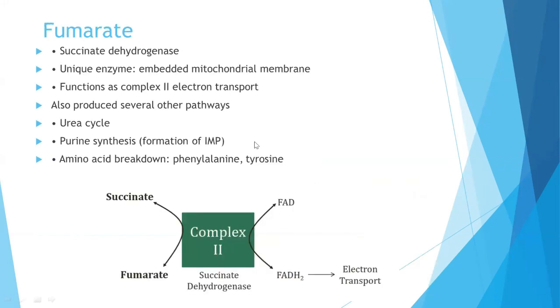Talking about fumarate. Succinate dehydrogenase is a unique enzyme embedded in the mitochondrial membrane. It functions as complex 2 in the electron transport chain, and fumarate is also produced in several other pathways like the urea cycle, purine synthesis, and amino acid breakdown. From succinate, by the enzyme succinate dehydrogenase, which is present in complex 2, we go on to form fumarate, producing FADH2, and this FADH2 goes to the electron transport chain.